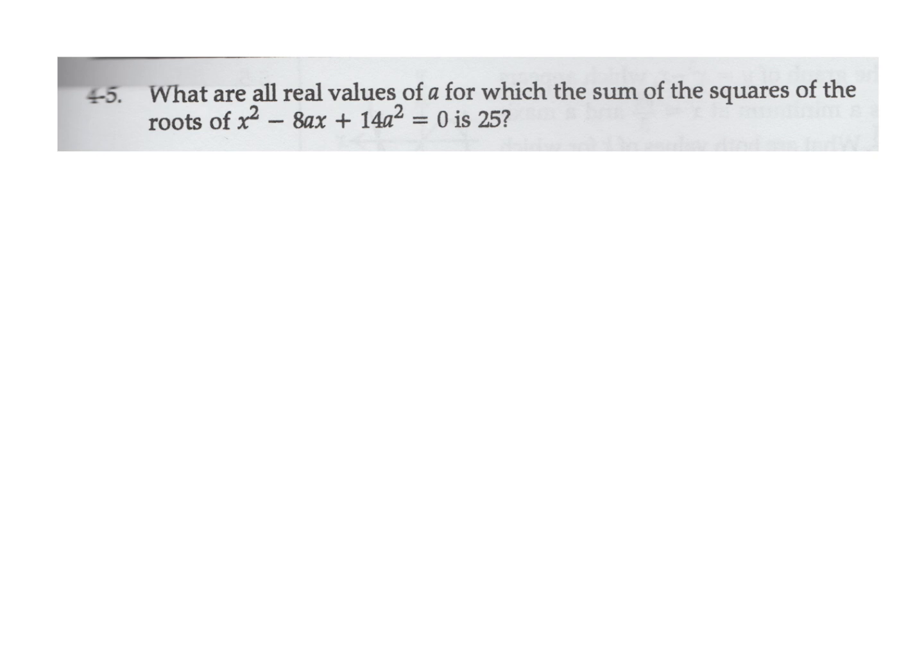What are all real values of a for which the sum of the squares of the roots of x squared minus 8ax plus 14a squared is equal to 0 is 25? All right. So x squared minus 8ax plus 14a squared is equal to 0. Okay, so what is it? The sum of the squares of the roots. So I don't know what the roots are, so let's just call the roots r1 and r2. So the sum of the squares would be r1 squared plus r2 squared. Is that right? And they're saying that sum is 25, so this is equal to 25.